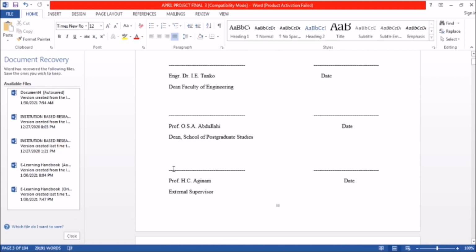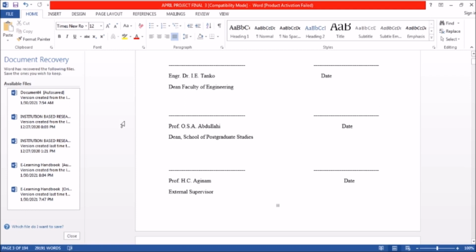Then the next person here we need to look at is the Dean, School of Postgraduate Studies, Professor O.S.A. Abdullahi. So here you can replace this with the Dean of your own School of Postgraduate Studies.